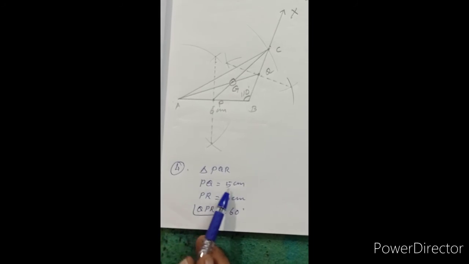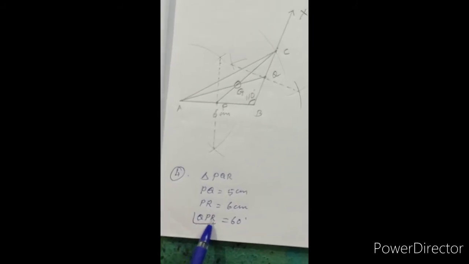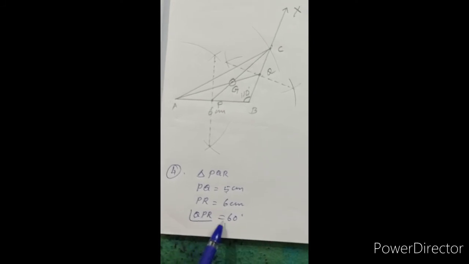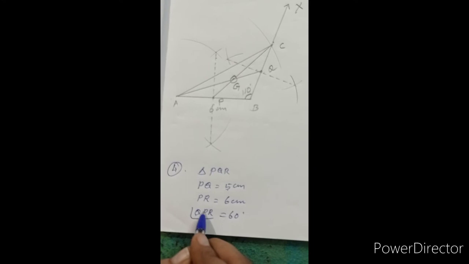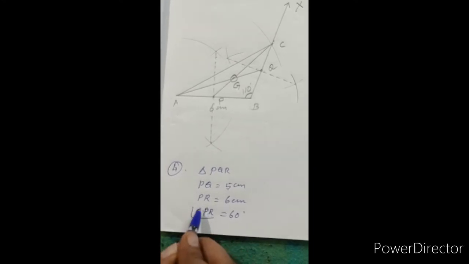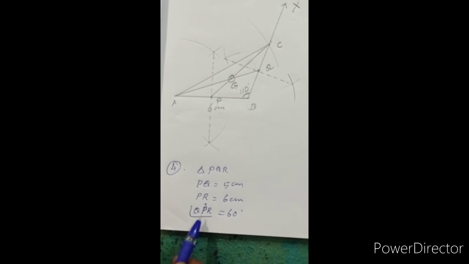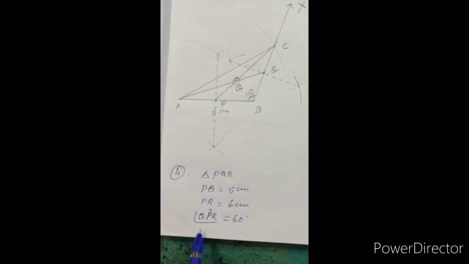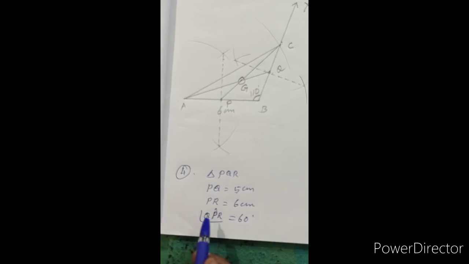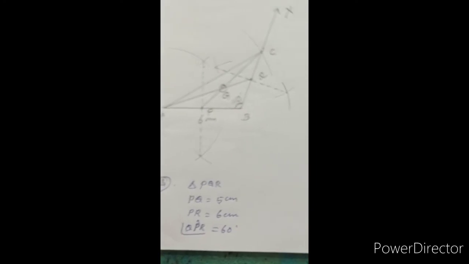For this, PQ as baseline, and then at P, angle QPR is given. Here the vertex angle place is P only. This middle vertex only our angle place. So keep a protractor at P. Then take angle 60 degree, draw one ray, then continue the process. Thank you students.